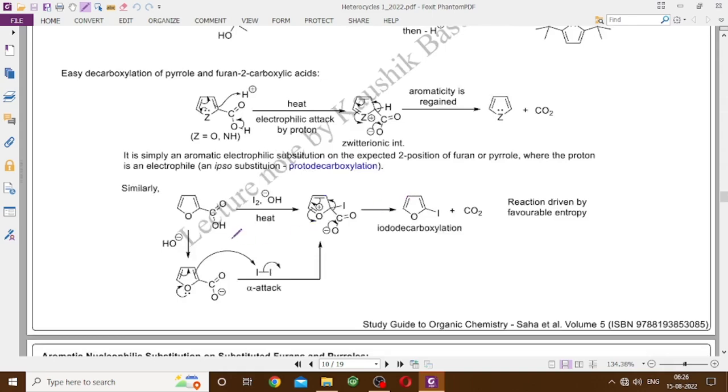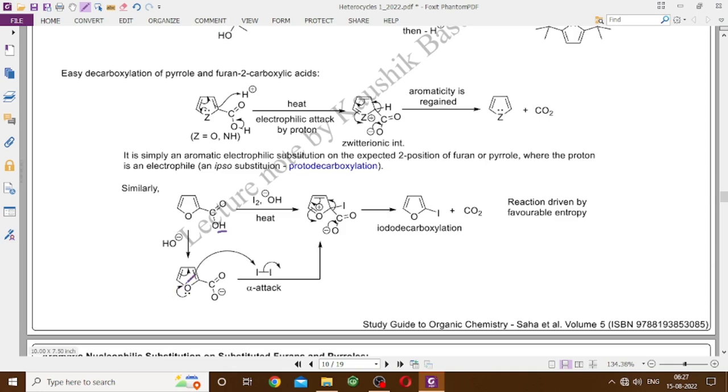Similarly, if furan 2-carboxylic acid is treated with alkaline iodine, then also we get an iodo-decarboxylation. That means the CO2H group is replaced by iodine. Naturally, in presence of this hydroxide, the very first reaction that will happen is the abstraction of this acidic proton, and you get the corresponding conjugate base.